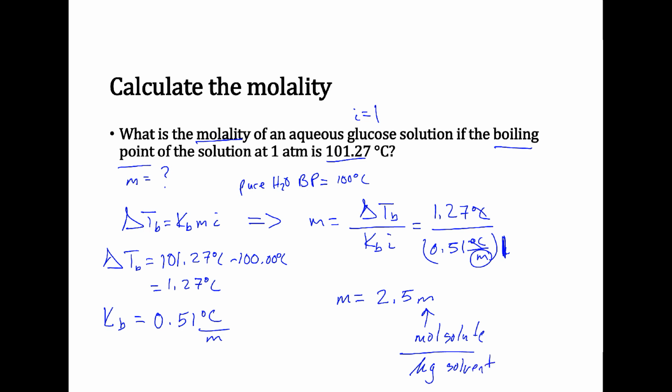So it will really help if you make a list of all of the variables, figure out what you know, what you don't know, and then rearrange the equation for your unknown, and then go ahead and plug that in and solve for your unknown. So let's do one more example.